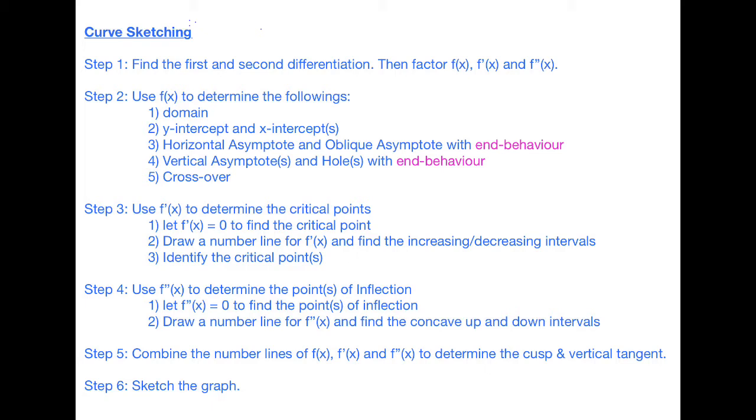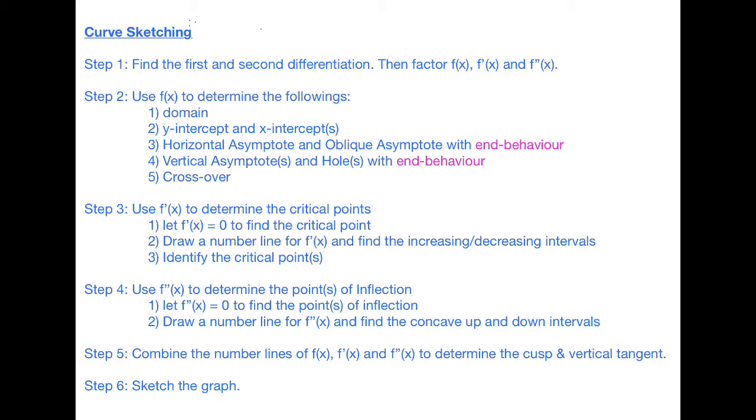Step 3, we want to use f prime to determine the critical points. So first, let f prime be 0 to find the critical points, and we draw a number line and put those critical points on with the restrictions to find the increasing and decreasing intervals, and then we can identify our critical points as a maximum or minimum or point of inflection.